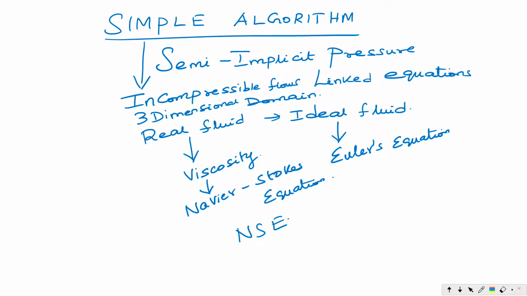The various conditions required for the SIMPLE algorithm are that the flow should be incompressible, and we can extend it to 3-dimensional, whereas other algorithms like the stream function-vorticity approach are limited to only 2 dimensions. We can also extend this to the real fluid. A real fluid has viscosity, and the corresponding momentum equations are known as the Navier-Stokes equations. If it is an ideal fluid, we can still apply the SIMPLE algorithm, but it is not required. It is more required for a complex flow like a real fluid.